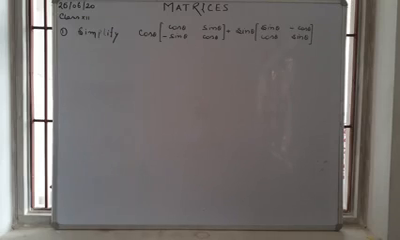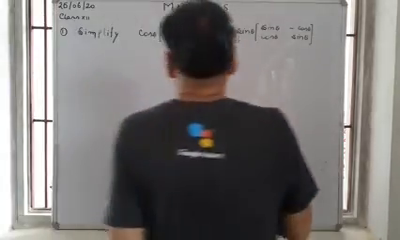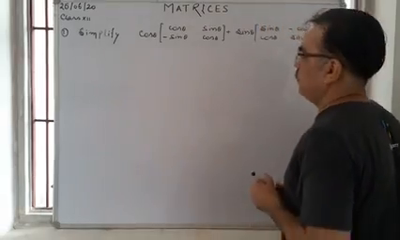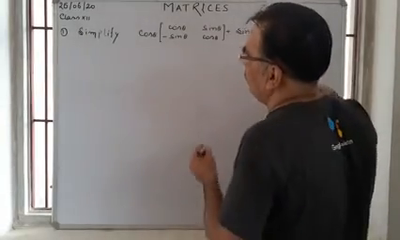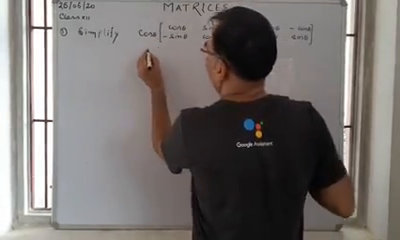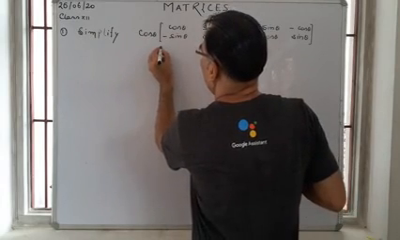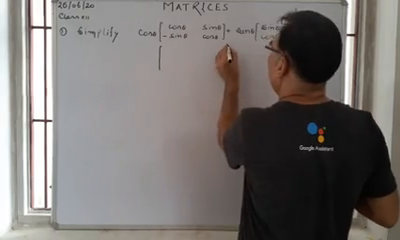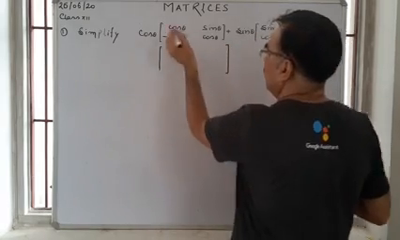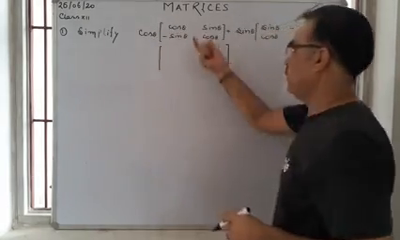Now we are going to simplify. This question came in the board examination. Now we are going to simplify this question. We have this. First we multiply cos theta in each term of the first matrix.